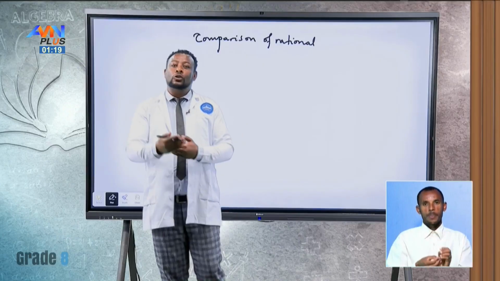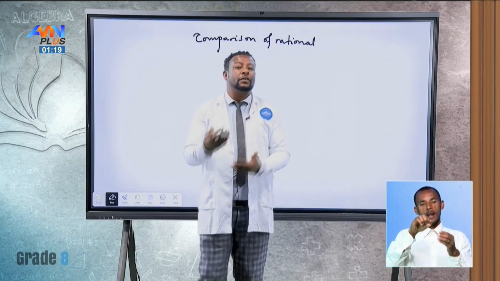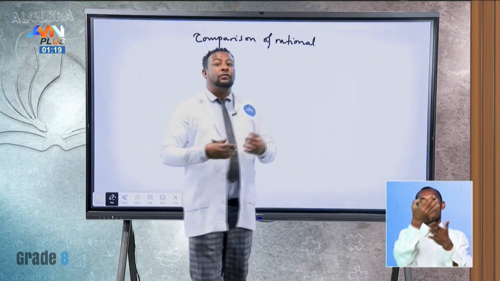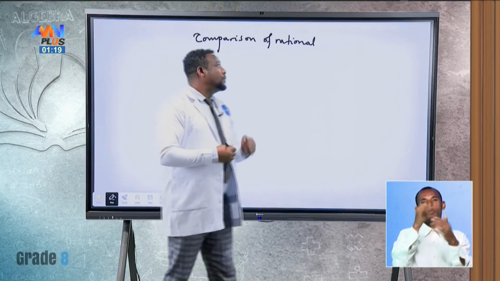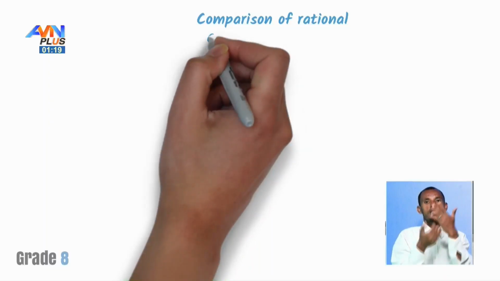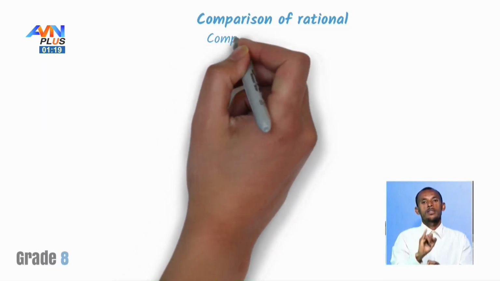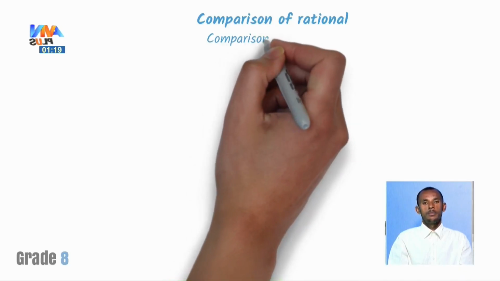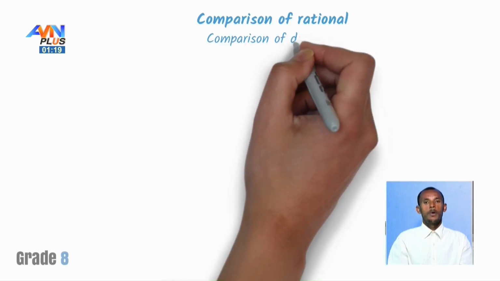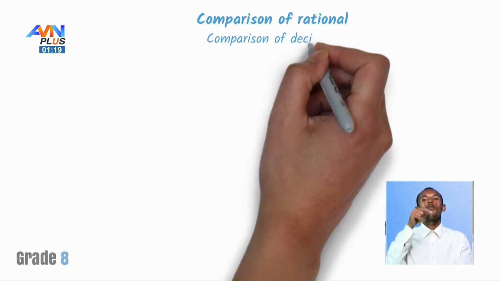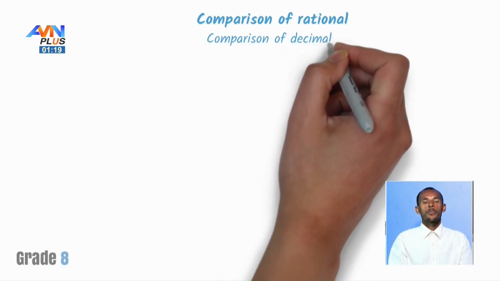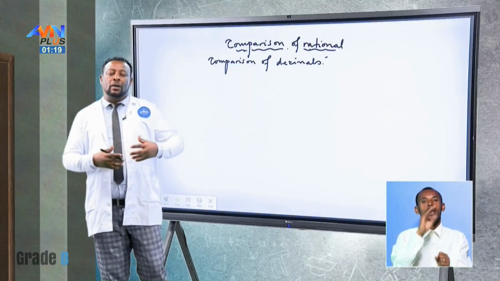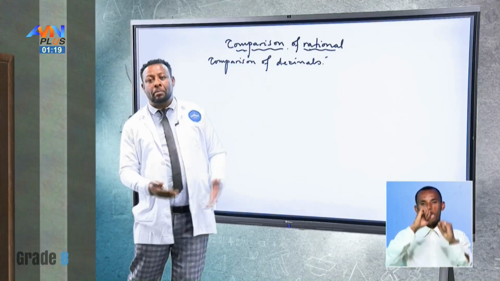As you all know, rational numbers can be given in different forms, in decimal form and in fractional form, okay? So the first point of discussion under this topic is comparison of decimals, okay? Comparison of decimals. All right. Comparison of decimals can be done like the way we compare other numbers, okay?